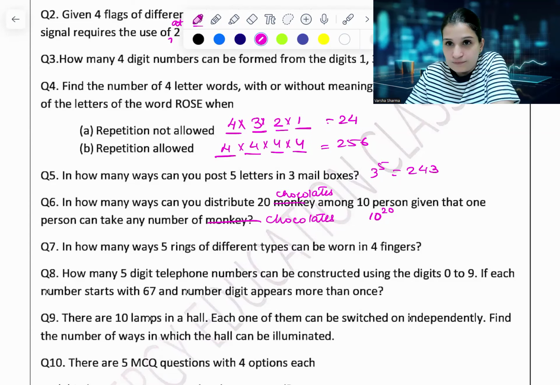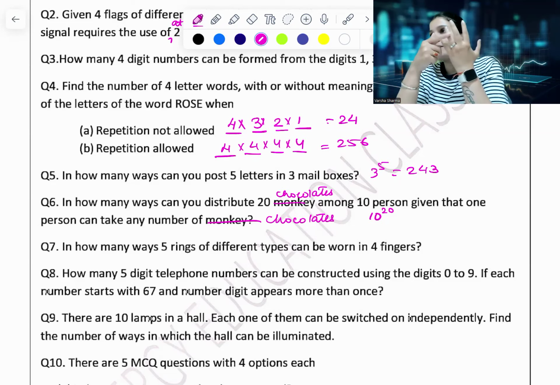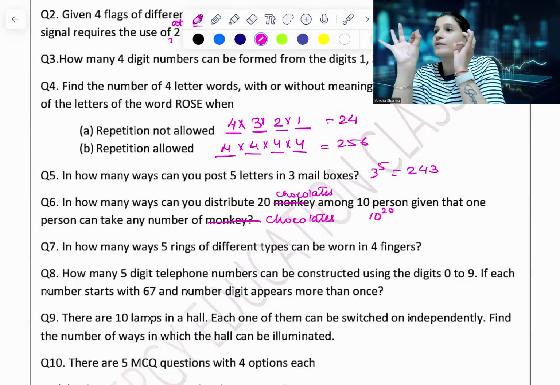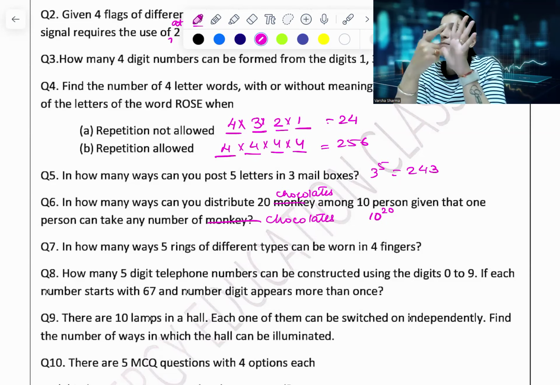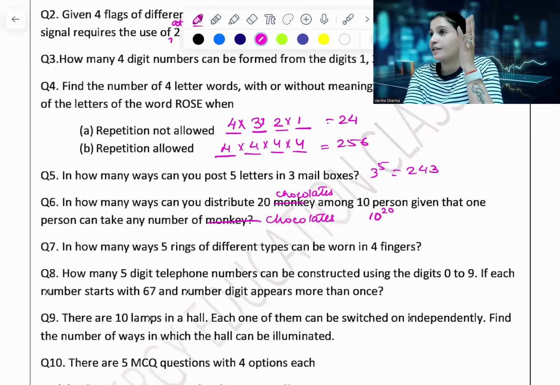Clear? Question 7. In how many ways can 5 rings of different types be worn on 4 fingers? If it is not mentioned, it's the modern era. So one finger can have many rings worn. I can wear a ring here, I can wear a ring here. If it had been mentioned that one finger can have only one ring, then in this particular question, 0 ways, because for 5 rings I need a minimum of 5 fingers. So this is the modern era. On one finger, you can wear any number of rings.